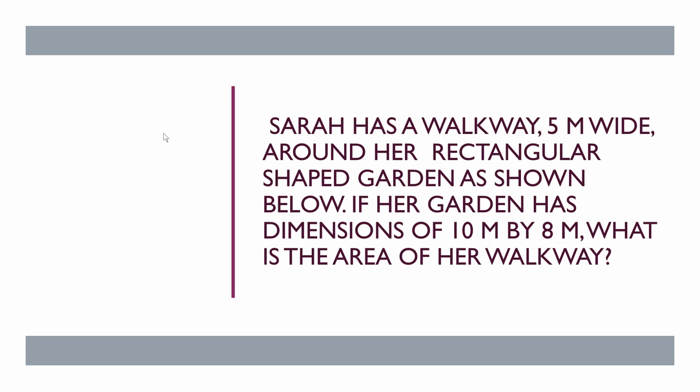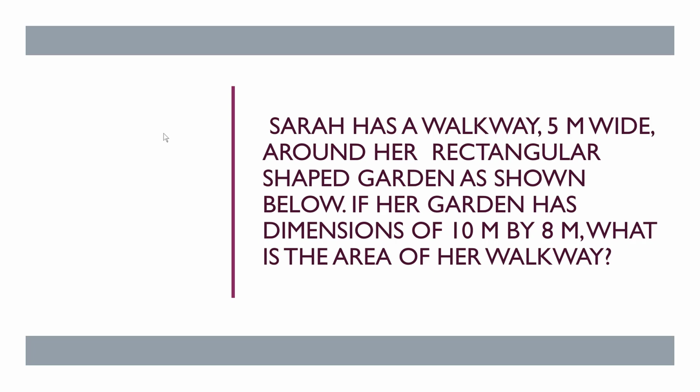Okay, a word problem. You might get a word problem like this, where you're going to have to solve for perimeter or area. Sarah has a walkway 5 meters wide around her rectangular shaped garden as shown below. If her garden has dimensions of 10 meters by 8, what is the area of her walkway? Now remember, her garden is 10 by 8. So if we multiply that, or we find out the perimeter of that, 10 by 8, and the walkway around it is 5 meters wide. It's 5 meters wide.